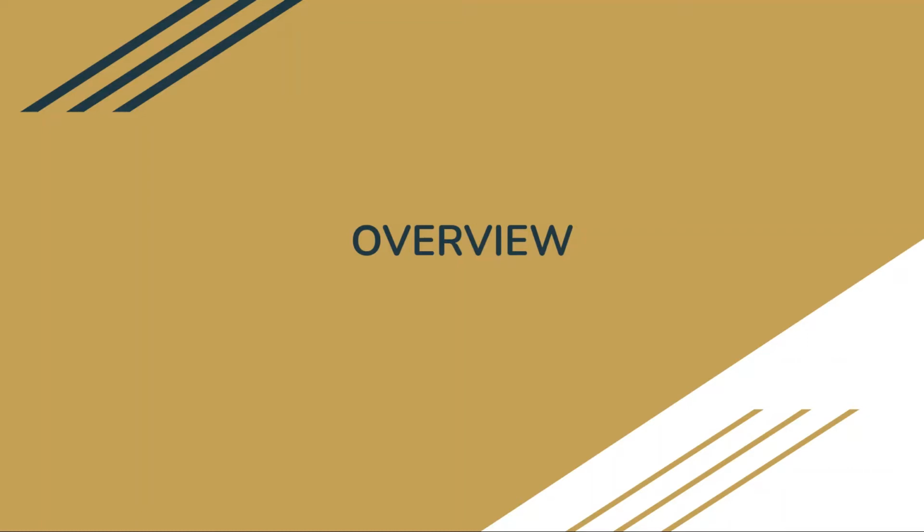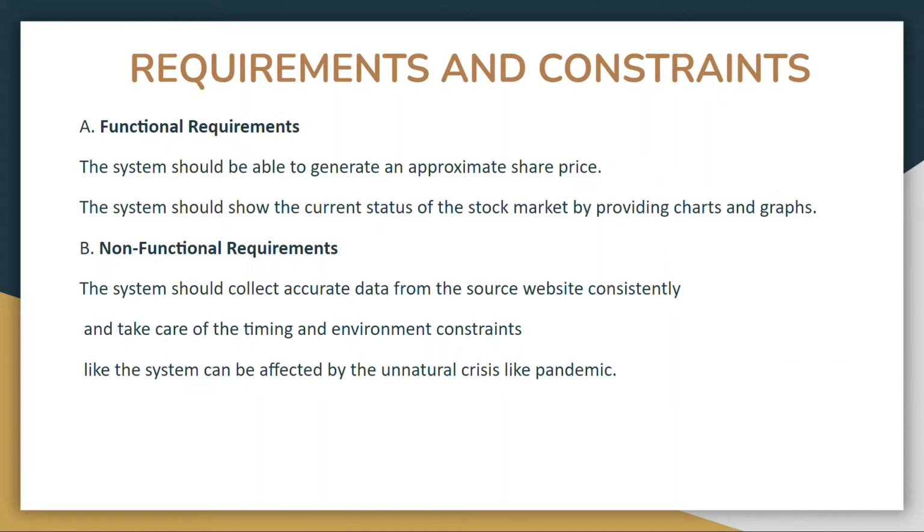Let's talk about the requirements and constraints. So basically there are two major types of requirements. The first one is functional and the second one is non-functional. In the functional one, our system should be able to predict an appropriate and approximate share price of that particular share and also compare it with the current share price and status with the help of charts and graphs.